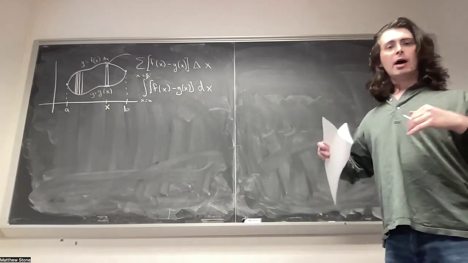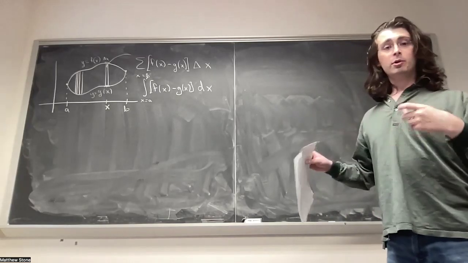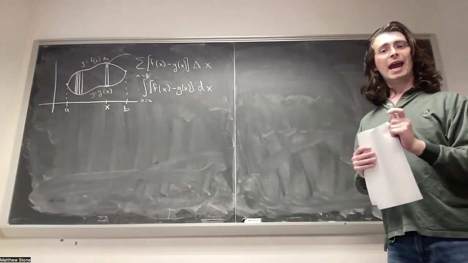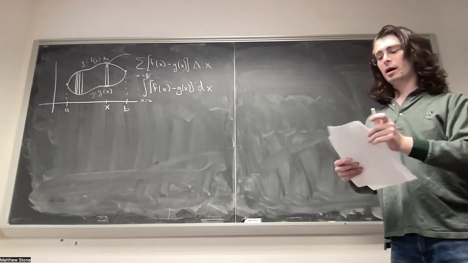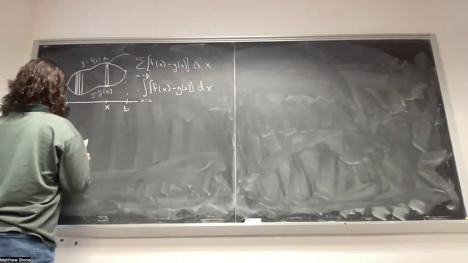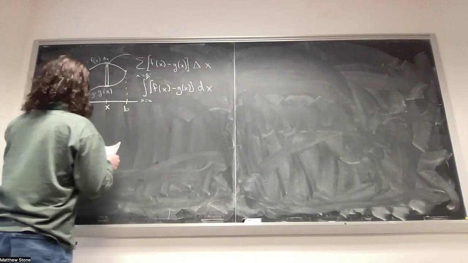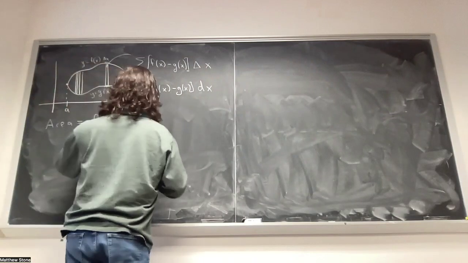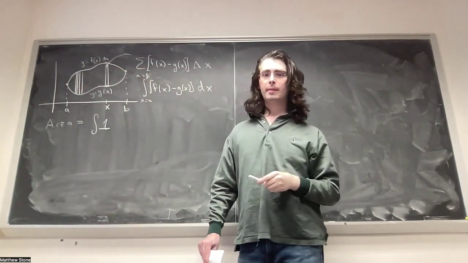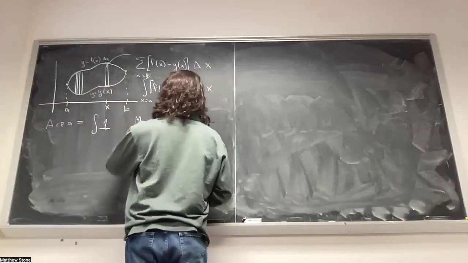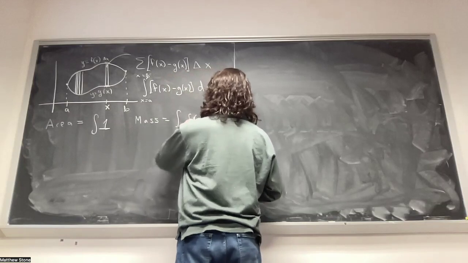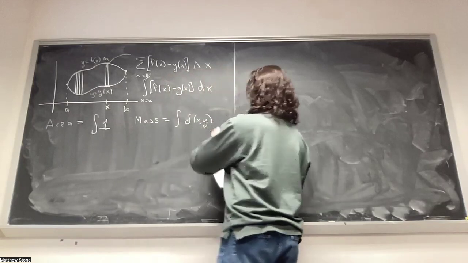The question is, how do we turn this into integrating more generally a density over a region, and therefore, instead of an area of the region, the mass of that region? We can think of area as the integral of a density of 1. And our mass as an integral of some changing density function.